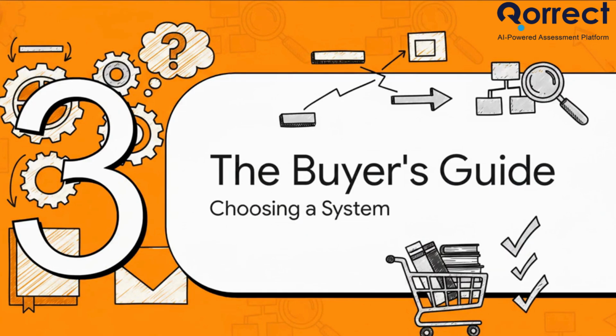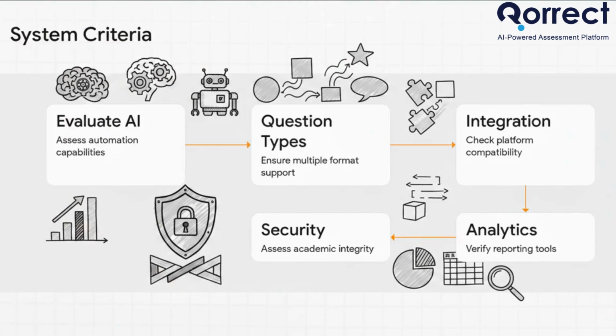Okay, let's jump into Section 3, the buyer's guide, choosing the right system. If you and your institution are evaluating these systems, you'll want to use this as your critical checklist. First, evaluate the AI and automation capabilities to make sure they're genuinely intelligent. Second, check that it supports all those multiple question types we just talked about. Third, and this is a big one, ensure platform integration. It has to play nice with your existing tech. Fourth, verify the analytics and reporting features. And finally, absolutely assess the security and academic integrity protocols. Walking through these steps empowers you to make a really secure, informed decision.